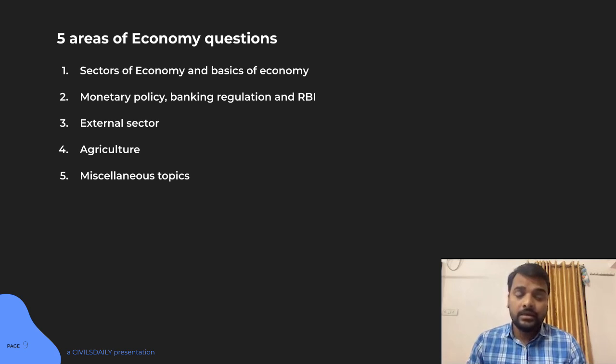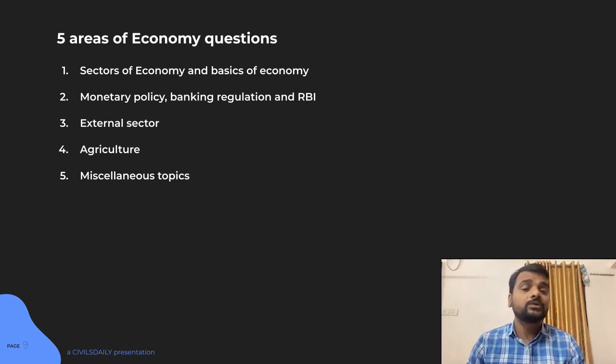First, sectors of economy and basics of economy. The basics: what are GDP and GNP? Sometimes they ask what national income is. Then sectors: primary, secondary, tertiary, quaternary, and services, manufacturing and agriculture. What is the trend, whether GDP is increasing or decreasing? In the corona pandemic, the share of sectors changed. Agriculture had positive growth, but industry and services had negative growth, so for a while the share of agriculture increased. In recent years the share of agriculture has been declining, but for 1 or 2 years it increased. That is the change you have to understand. Some questions will come on that.